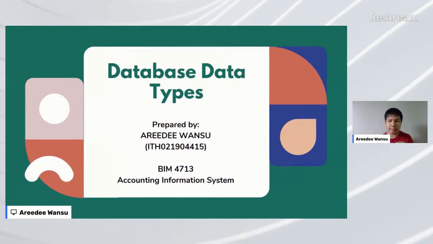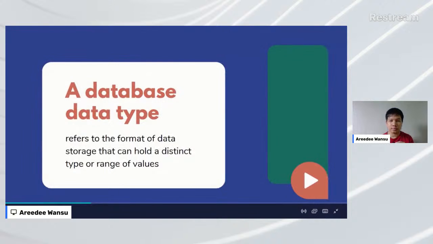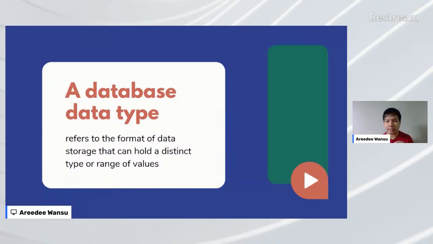Data types in the database. Okay, what is a database data type? A database data type refers to the format of data storage that can hold a distinct type or range of values. When computer programs store data in variables, each variable must be designated a distinct data type.